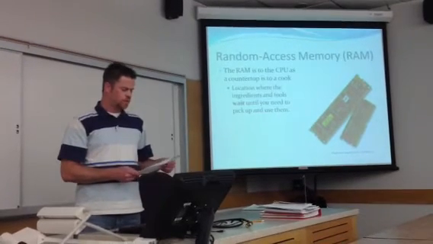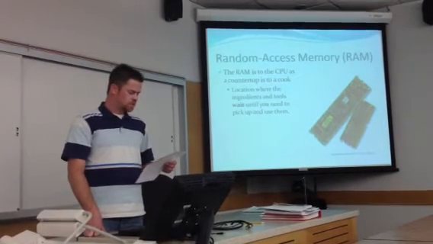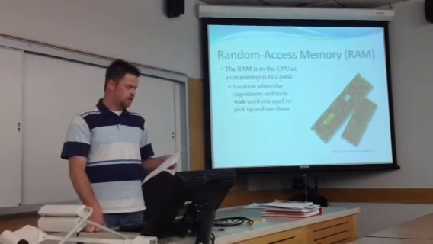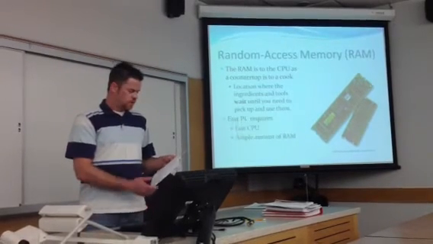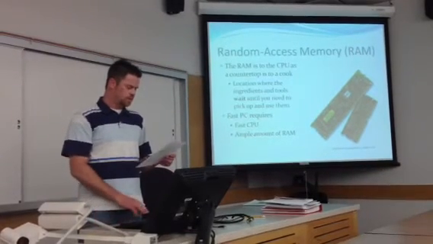The random access memory, or RAM, is to the CPU as a countertop is to a cook. It serves as a place where the ingredients and tools you're working with wait until you need them, and then you pick them up and use them. Both a fast CPU and an ample amount of RAM are necessary for a speedy PC.